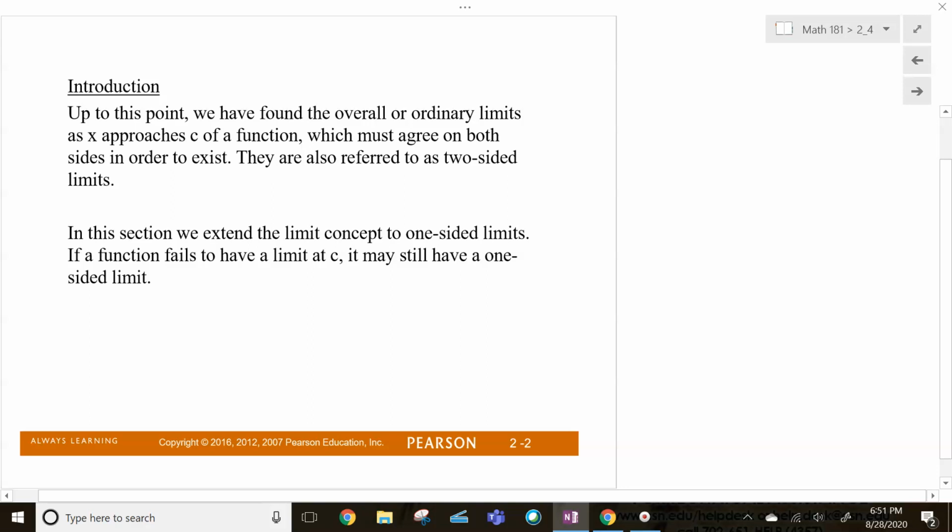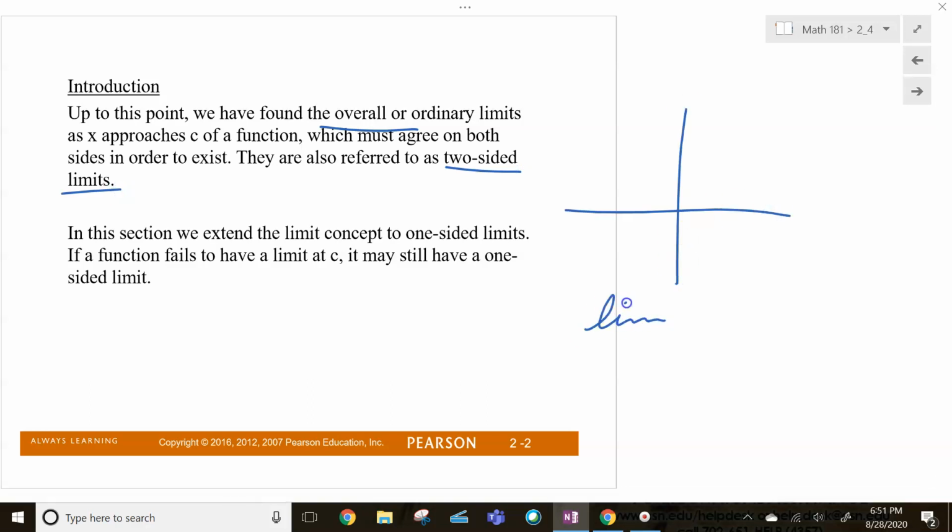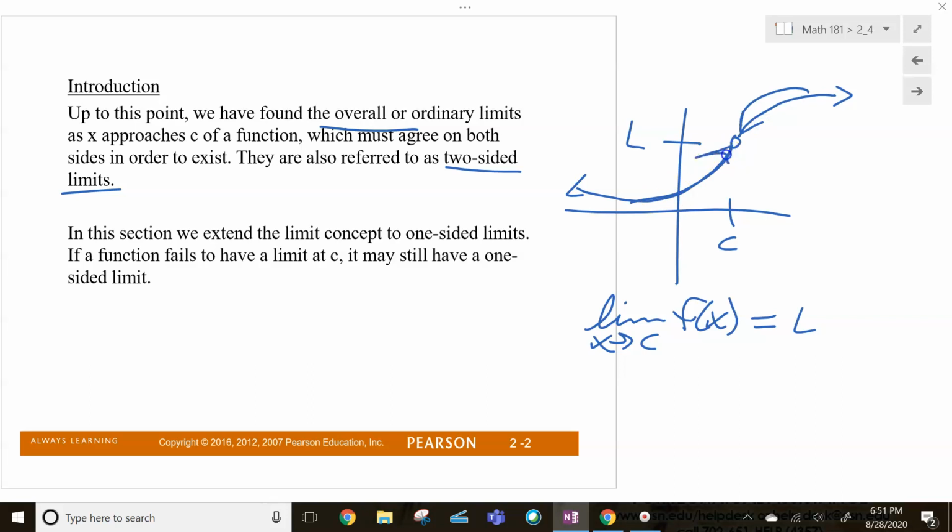So up to this point, we found overall limits, in other words, two-sided limits. All right, and we say, well, the limit as x approaches c of some function is L, even if it's undefined there, as long as they agree that they're approaching it, right? As you approach it, as you get arbitrarily close, if you're agreeing from both sides. This is our informal definition. Then we say, sure, the limit is L, whatever that L is. So in this section, we're going to talk about one-sided limits.